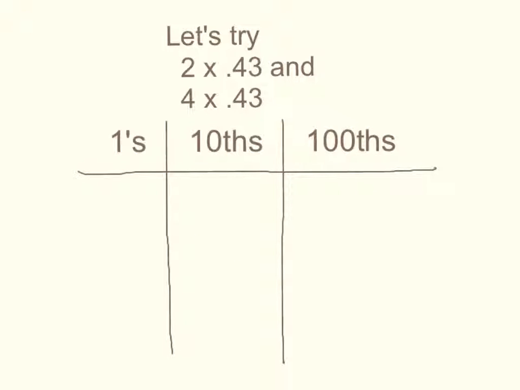Now we'll see how that is different from multiplying 4 by 43/100. So our decimal stays in the same place. We have 4/10 and 3/100, which is 43/100. This time we have to multiply each piece by 4. So if we do 3 times 4, we get 12/100. If we do 4 times 4, we get 16/10.